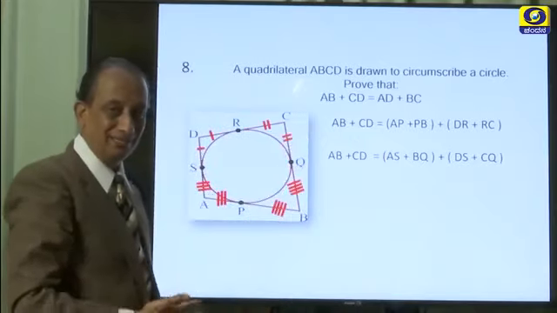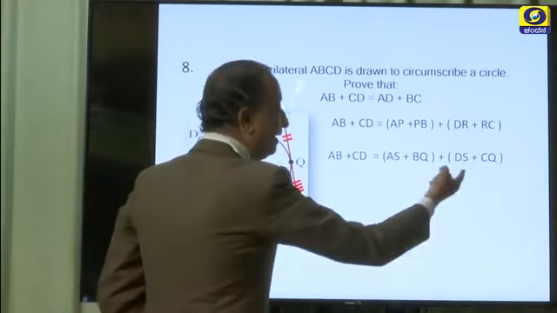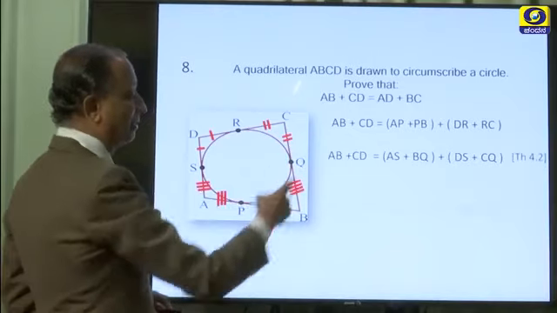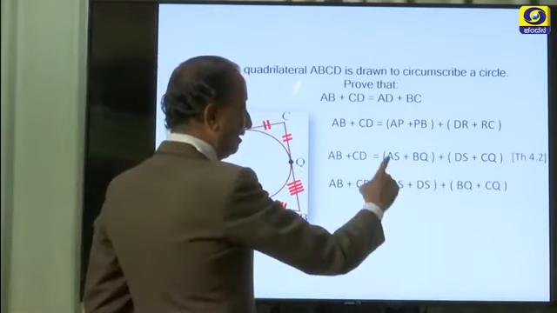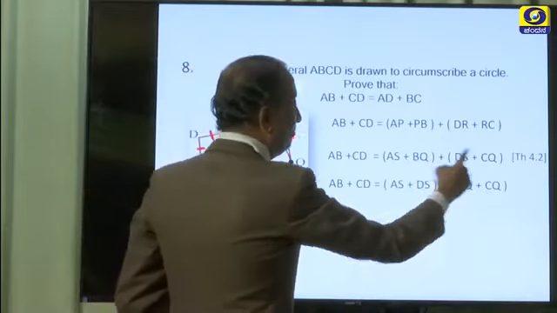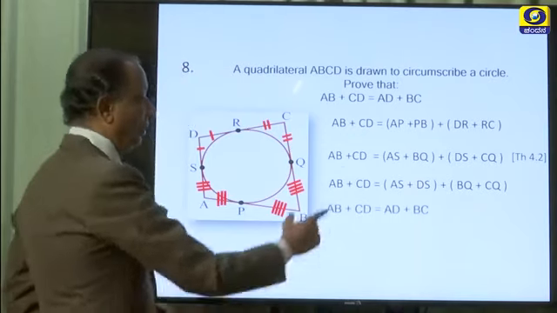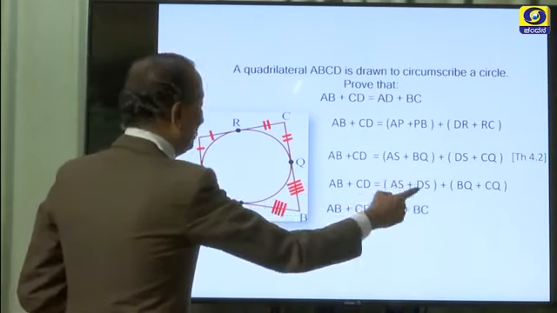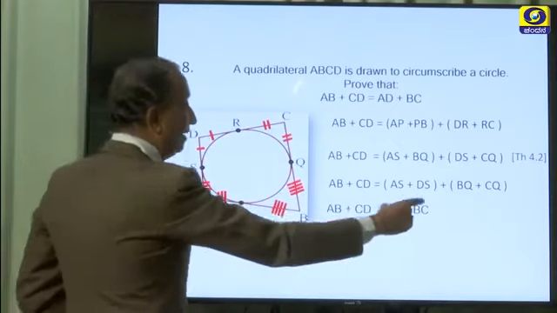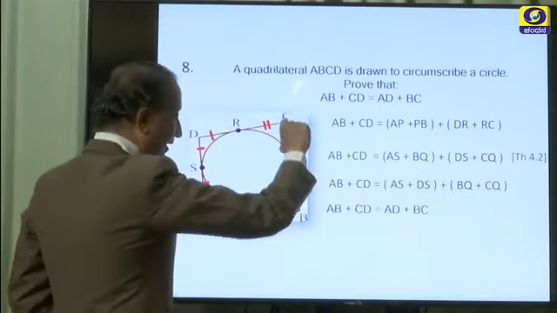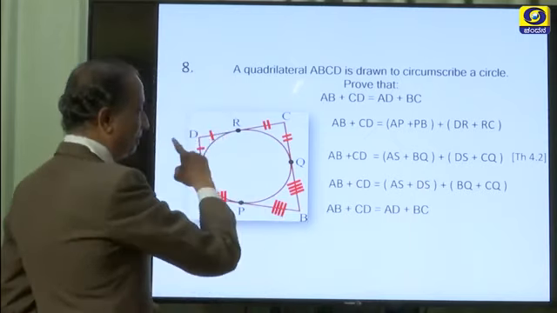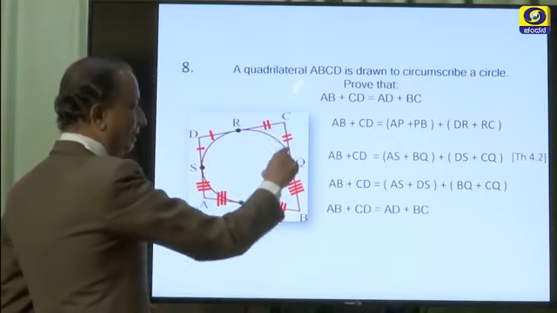Now, how to add this? It can be added so easily by rearrangement. AS and DS, let us club it together. Okay, this is because of 4.2. So, let us do this rearrangement. AS and DS can be rewritten like this, plus BQ and CQ can be written. Okay. Now, we can add AS and DS. So, AS and DS together make AD and BQ plus CQ will add up to BC. Therefore, AB plus CD, this side plus this side, is always equal to this side plus this side.